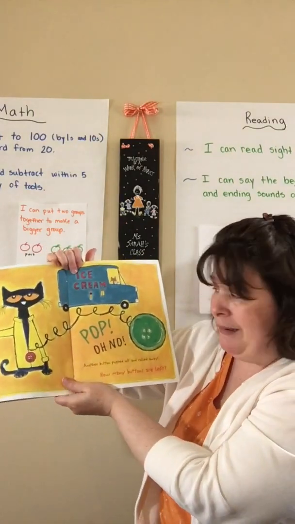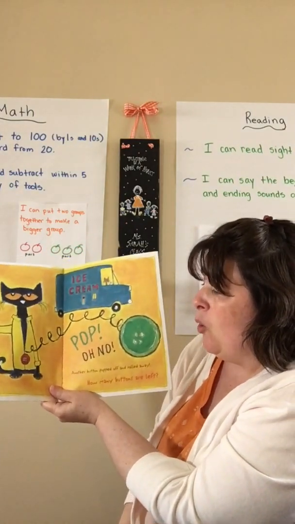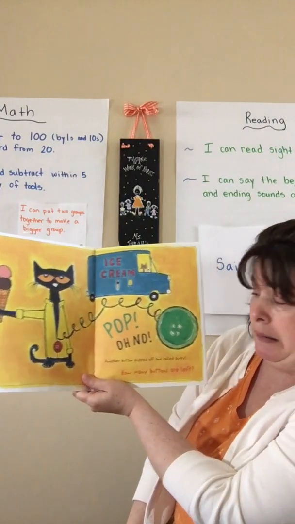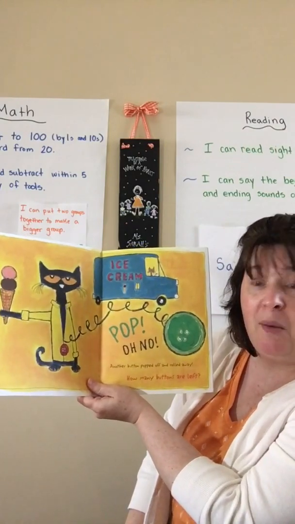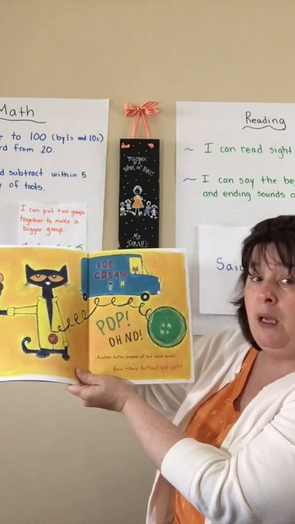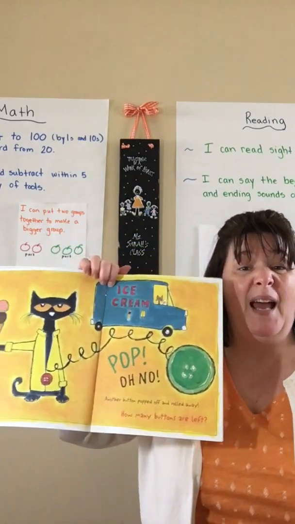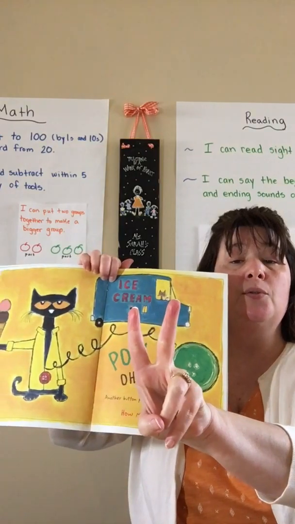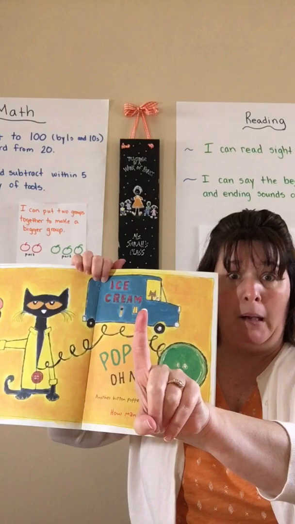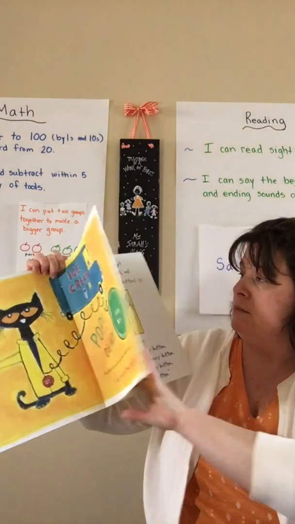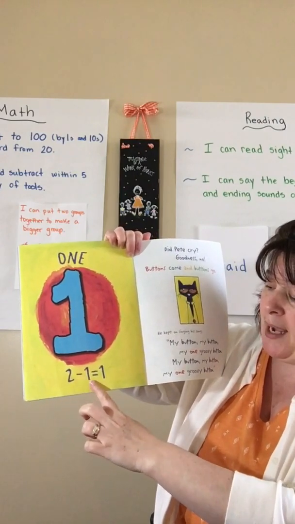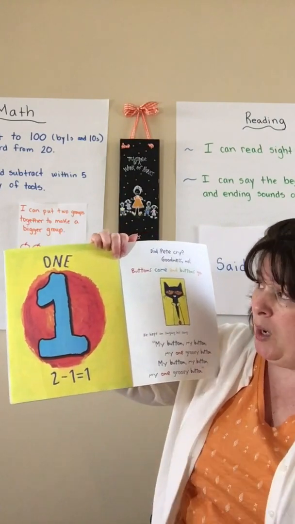Pop! Oh no. Maybe Pete had too much ice cream. I think I have that problem. Another button popped off and rolled away. How many buttons are left? Pete had 2. Another one is gone. 1. 2 subtract 1 equals 1.